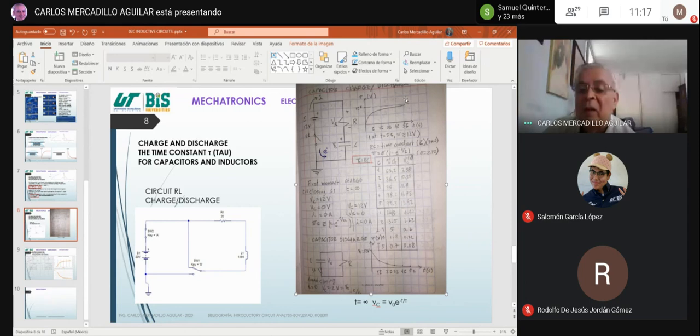For this, let's define the time constant. The time constant is, as I told you, RC. And we can put it in the time scale as 1 tau, 2 taus, 3 taus, 4 taus, 5 taus. 5 time constants.